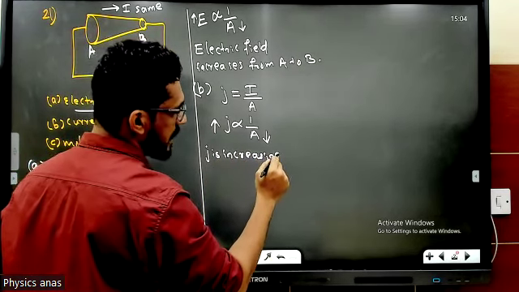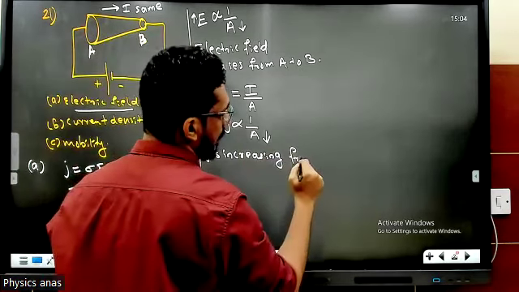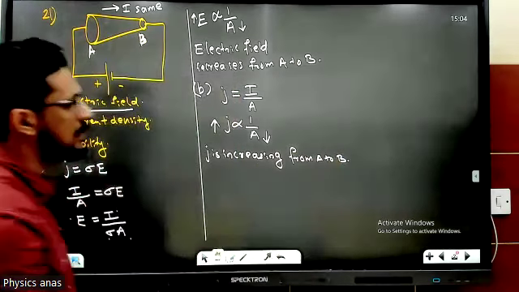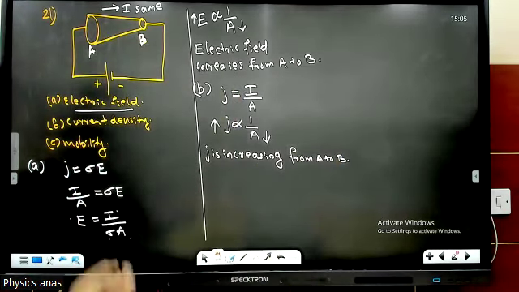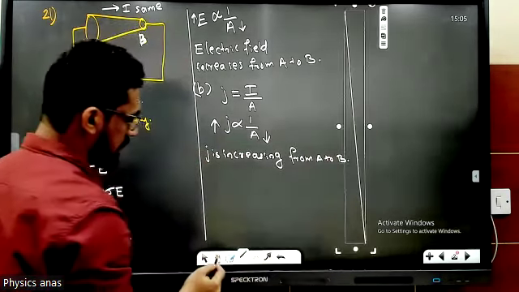Current density J is increasing as we go from A to B. The value of current density will be increasing. So that's our second answer.